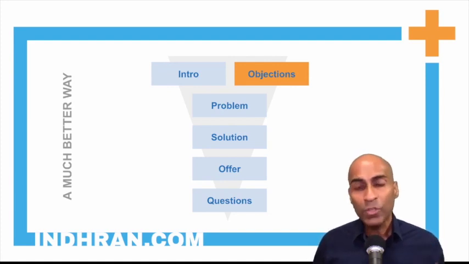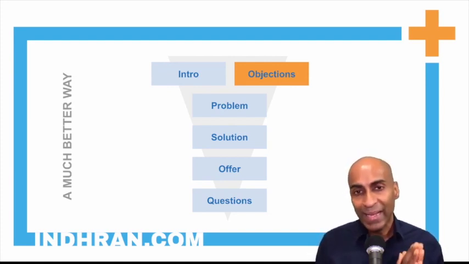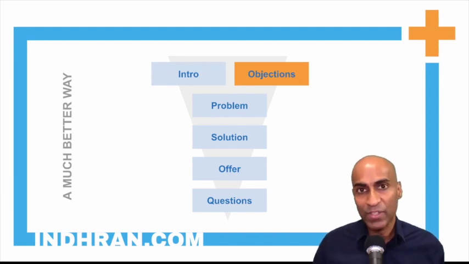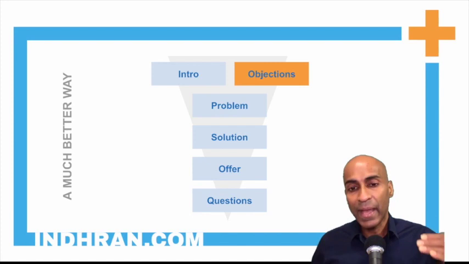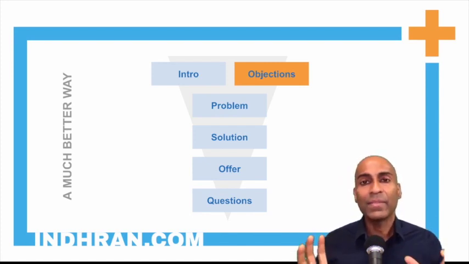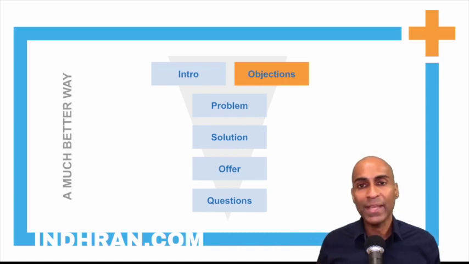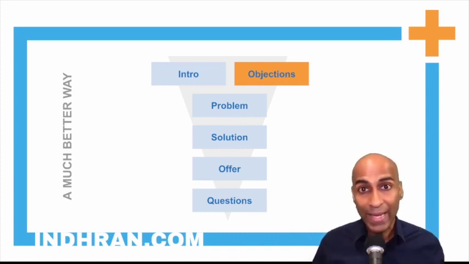So what you need to do is hit the objections first. And once you hit the objections, they will understand that this is for them, and they will understand that this is something that is easy to accept.